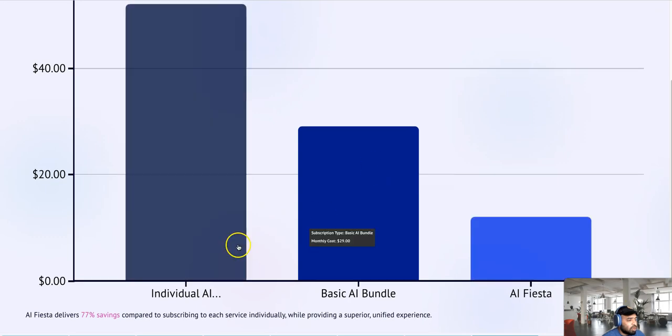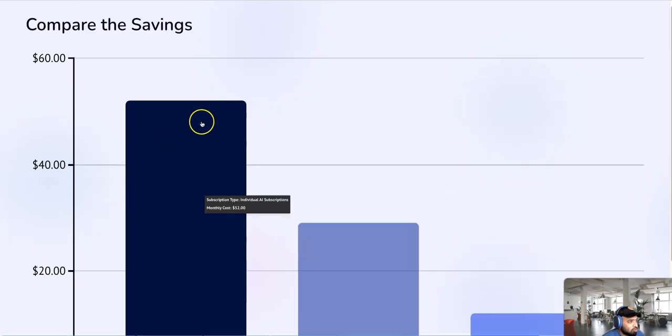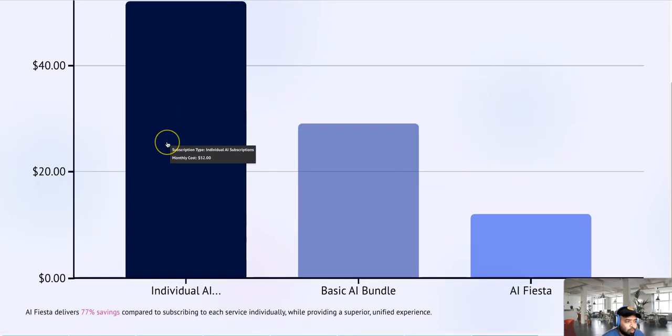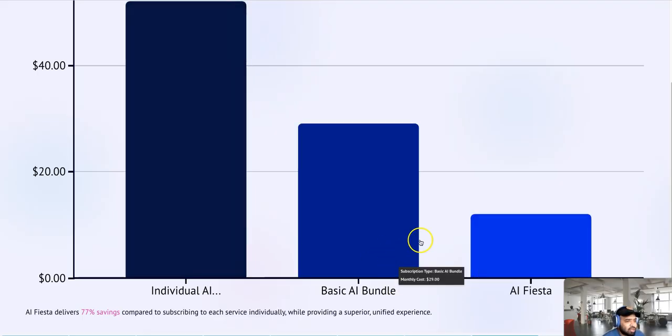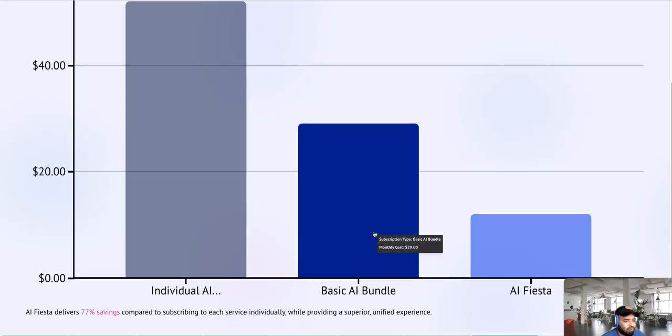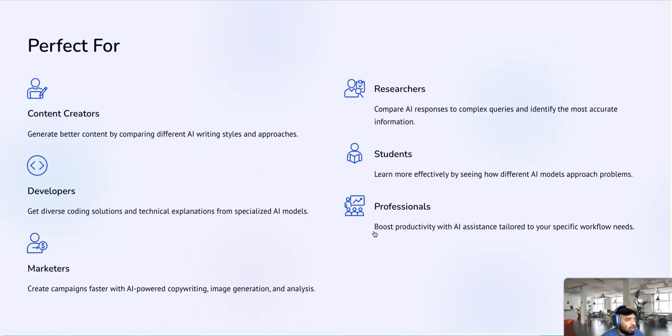With individual AIs, you spend up to $60, or it could be any price based on the kind of consumption you have. AI Fiesta is just 12 bucks, so it's definitely a killer deal. I would definitely go for it.